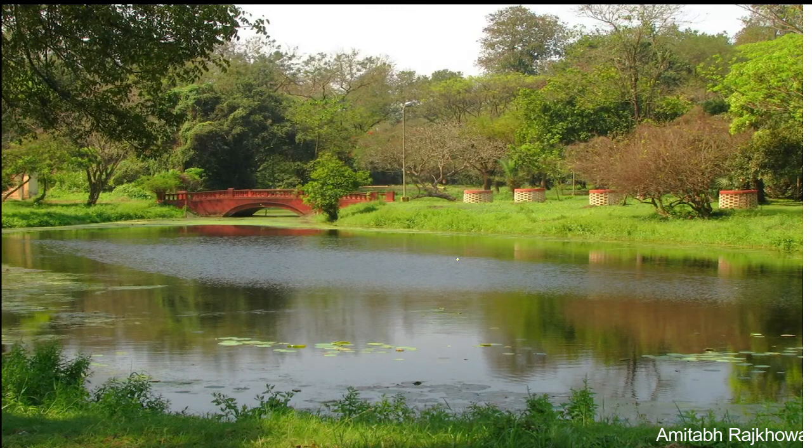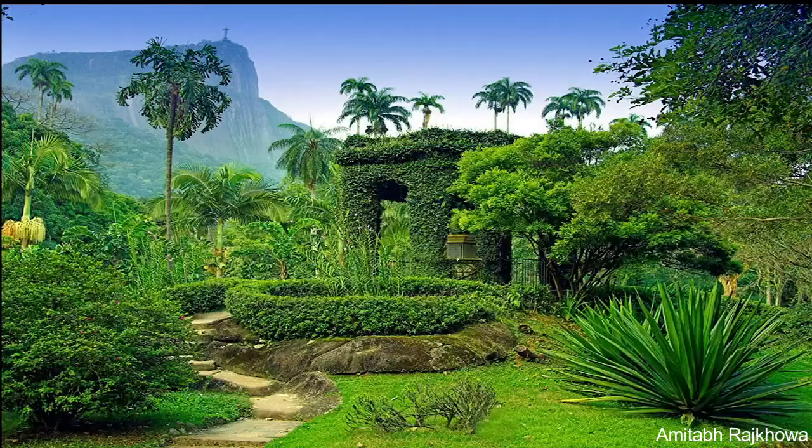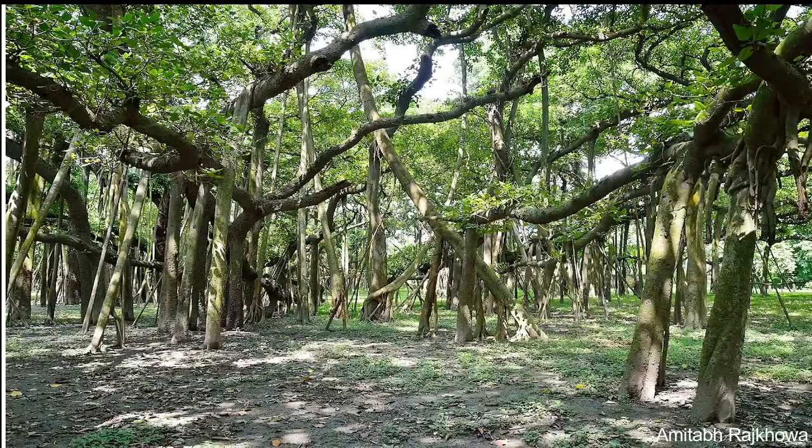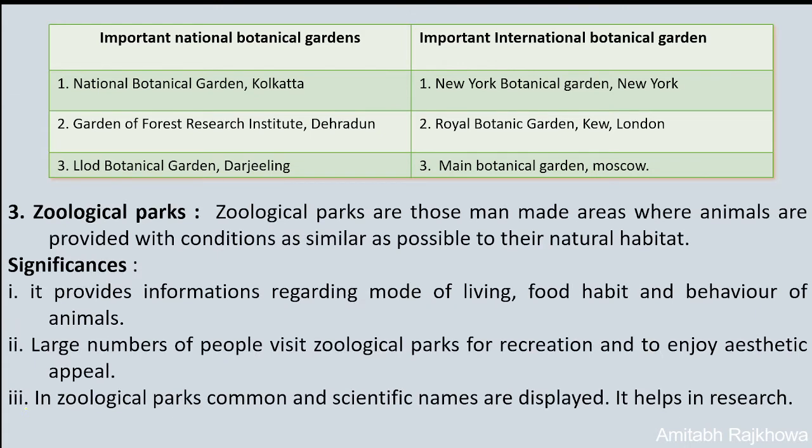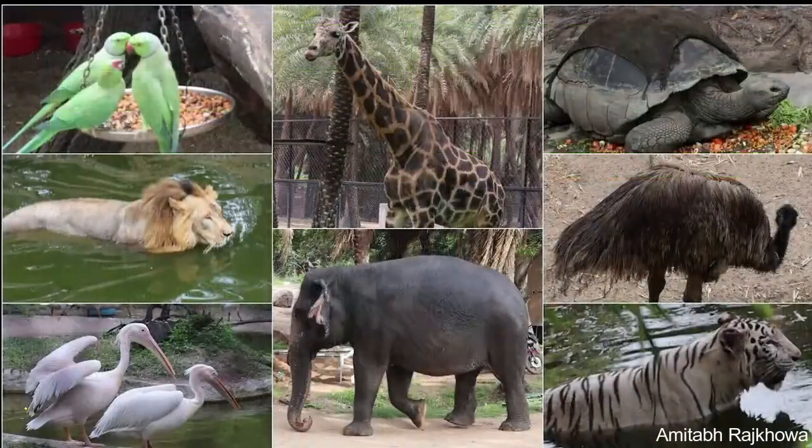The next taxonomic aid is the botanical garden. A botanical garden is a place where plants belonging to different groups are planted together on the basis of some characters. A specific area contains specific plants which exhibit some common characters. The next aid of taxonomy is the zoological park. A zoological park is a man-made area where animals are provided with an environment as close as possible to their natural habitat. Here, different breeding projects are adopted for breeding of rare or endangered species.